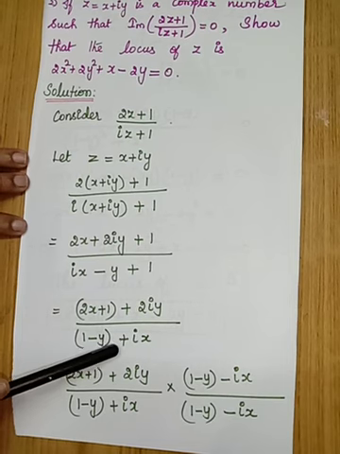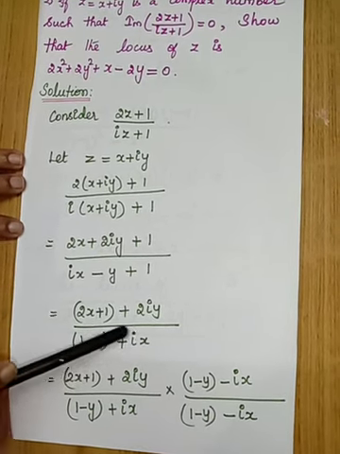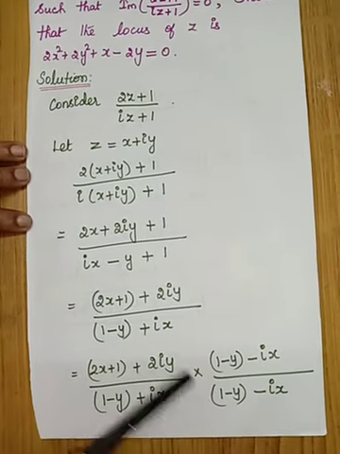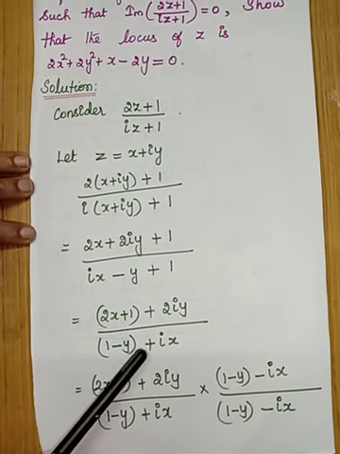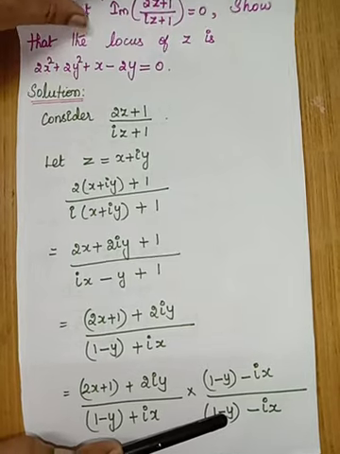So conjugate means what you have to do? You have to replace i by minus i. So I am going to take the conjugate of the denominator and then multiply and divide. The conjugate of the denominator is 1 minus y minus ix. So here I have multiplied and divided by that.